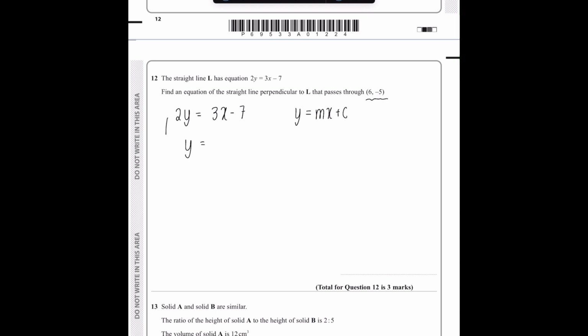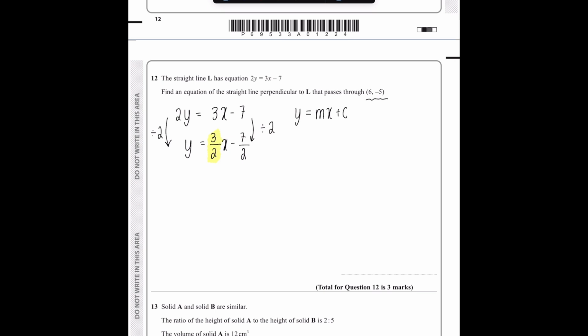But how do we go from 2 lots of something to 1 lot of something? We divide by 2, don't we? So we divide both sides by 2. So then we get 3 over 2 x minus 7 over 2. Now from here we can see that our gradient is 3 over 2.